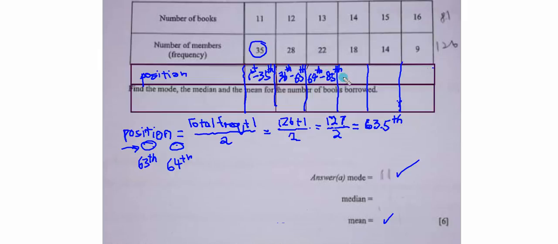Okay, now do you need to continue further? You see, you have to look for the 63 and the 64. Where is it? Is here and here? Okay, it's 63 here. What is the number of books borrowed at the 63 position? Is 12, so we put 12 here. Then 64 will be 13. So just take the 12 plus the 13, divide by 2. It is actually 12.5 books. Okay, so the median is 12.5 books.